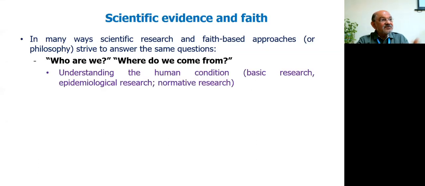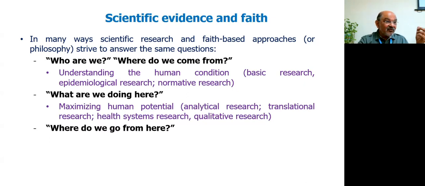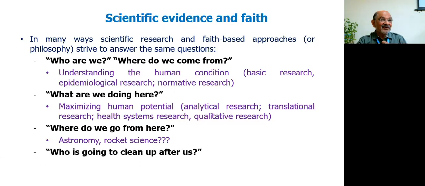People of science use the methods of science. What are we doing here? People of science use the methods of science. And there's another question, where do we go from here, that philosophers and people of faith think in different ways from scientists. We are clear that they're going to destroy this planet, which is why we've invented astronomy, rocket science, and stuff. We're going to go to Mars. Don't tell me they spend so much money sending our vessels to Mars if we don't have plans to go and live there. So the last question is, who's going to clean up after us?